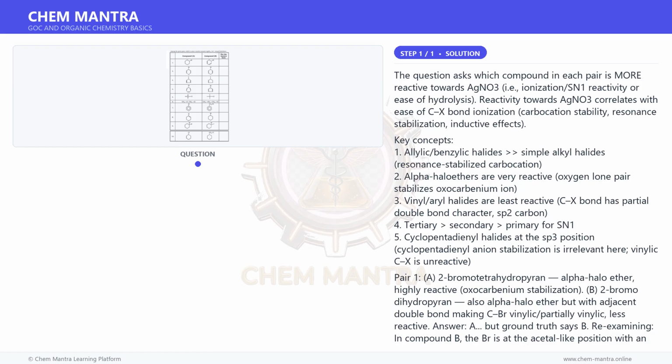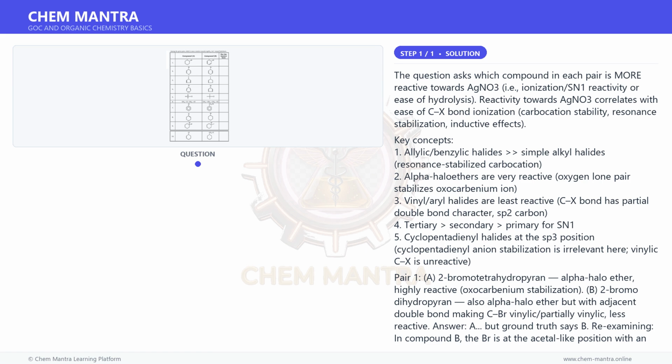But if Br is on an sp2 carbon, it's vinylic. However, the ground truth says A. Bromobenzene versus bromocyclopentadiene: the cyclopentadienyl cation, formed from C5 Br leaving, is antiaromatic and very unstable, making it less reactive than even aryl bromide. But if the structure shows Br on an sp2 carbon of cyclopentadiene, vinylic, then aryl bromide A and vinyl bromide B are both unreactive, but aryl bromides are slightly more reactive than vinyl bromides in some contexts.